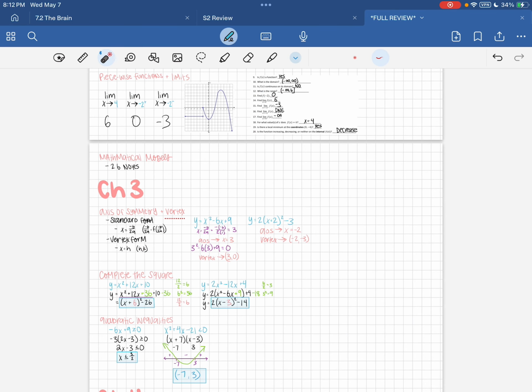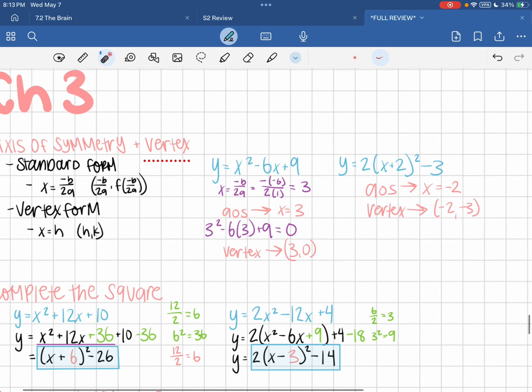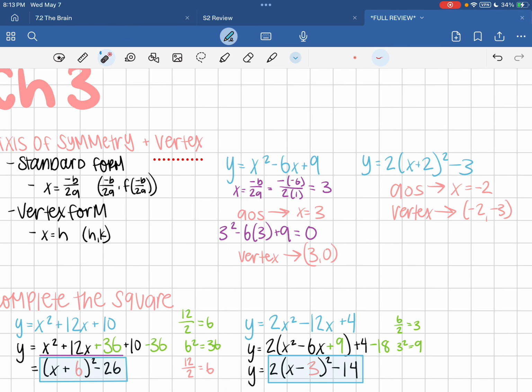Moving on to chapter 3, the first target was for your axis of symmetry and the vertex in standard form and in vertex form. I'm going to do an example. These are just the basic formulas for it.